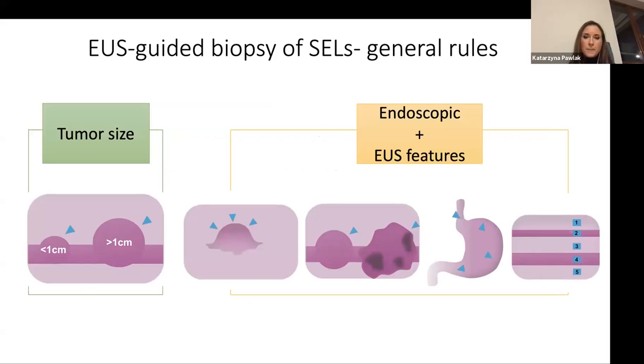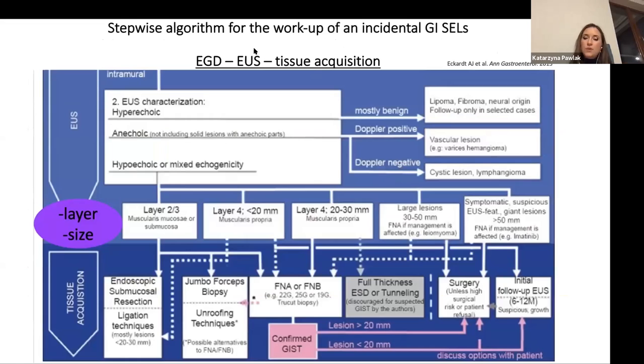And here you will see the general rules when it comes to the EUS guided biopsy of subepithelial lesions. The first is the tumor size, as I mentioned before, and the second one is endoscopic and EUS examination of the lesion with assessment of features, which I pointed out before. When you have EGD assessment as well as EUS assessment, and you think about the biopsy, you should think about the size and about the layer.